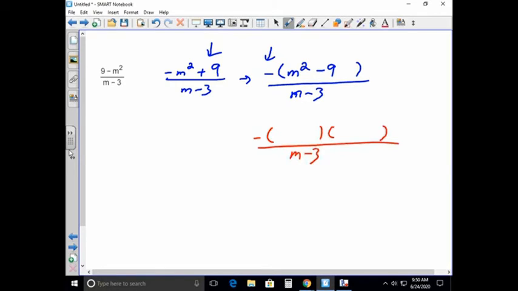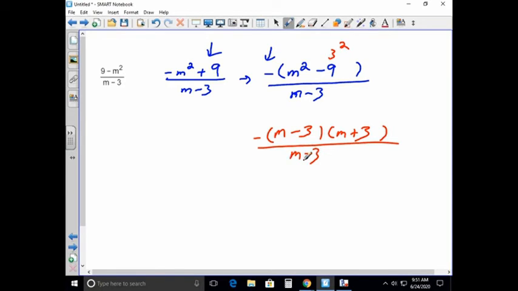That's a difference of squares. That's m being squared, and 9 is 3 squared. So we factor that as m minus 3, m plus 3. So the factoring we did in the previous chapter, that's important. We have to be able to do that in order to reduce these.